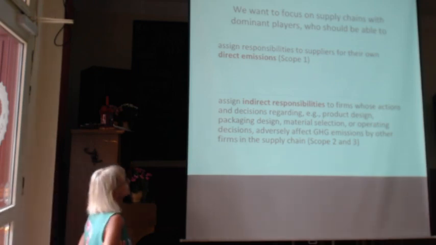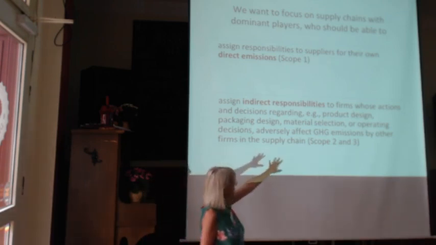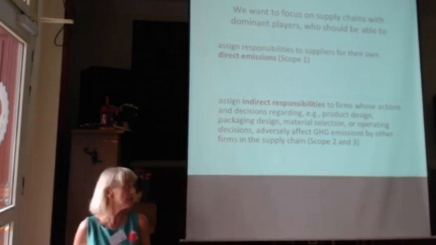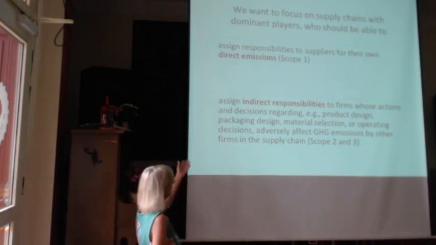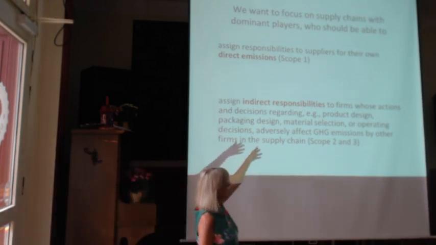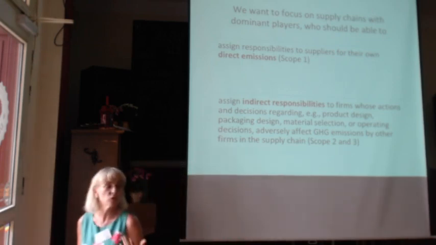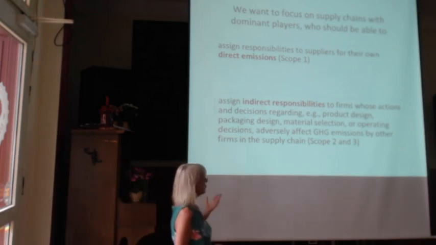But we assume that this dominant player can also work on assigning some responsibility for scope 2 and scope 3 emissions to supply chain members if they can influence the emissions in these nodes. As it says here, for instance, by making material selection, helping the suppliers improve their operations, reduce emissions, and so on. So does this make sense?